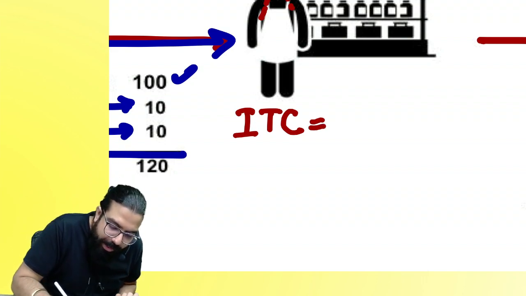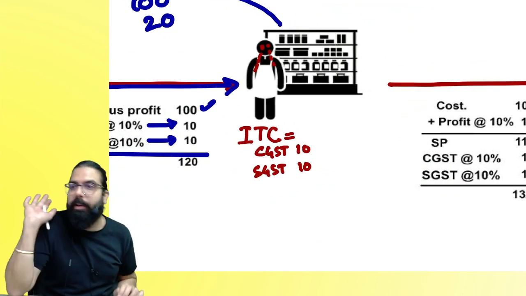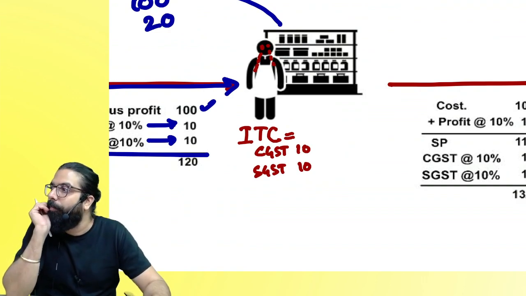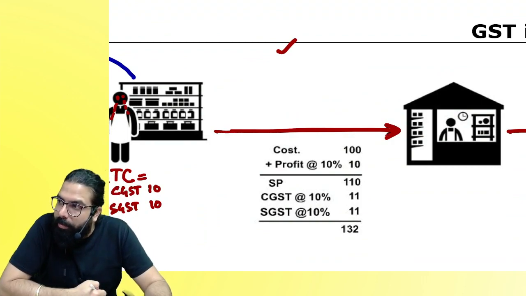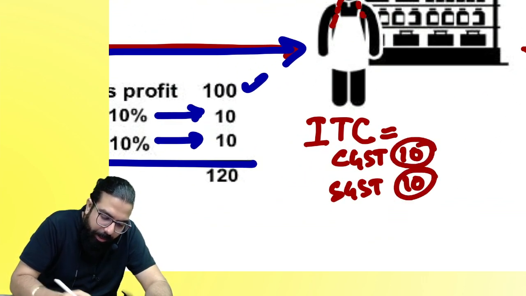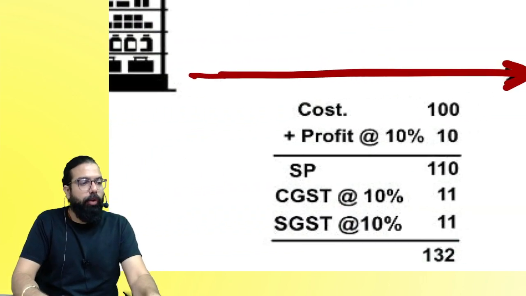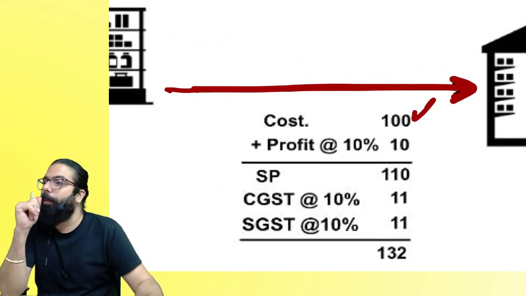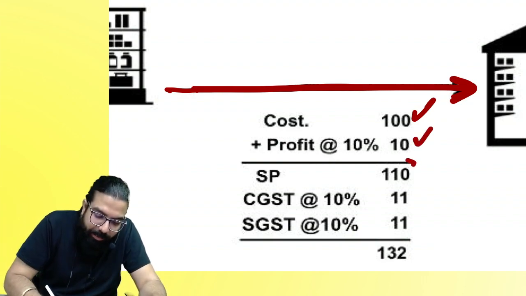So how much credit will I get? Can you tell me? CGST 10, SGST 10. Are we all 100% clear? Can we go ahead, everyone? Now, when I sell the goods, my cost is how much? Baba, if I get the credit, will it become part of my cost? For me, the cost is only 100 rupees. I added a profit. How much profit? 10 rupees. And I am selling the goods at how much, everyone?